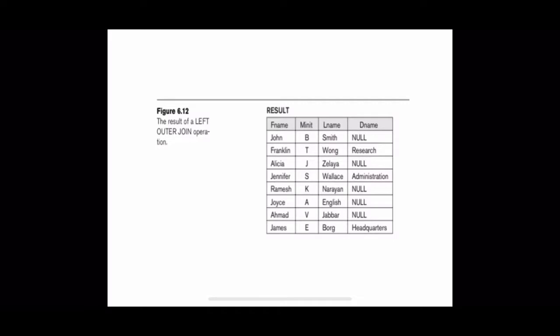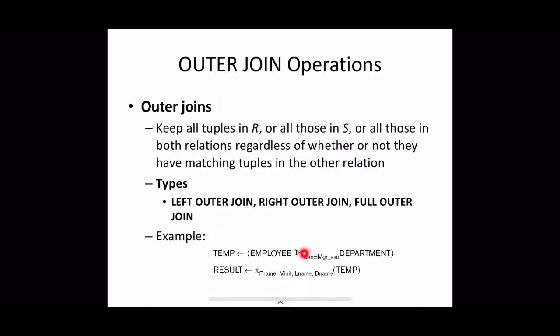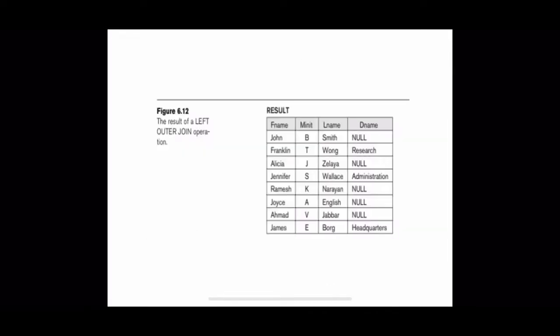Here, after performing that left outer join for employee and department and then projecting the corresponding first name, middle name, last name and department name, we will get a relation like this. Just for example, John Smith is not managing any department, so the department name will be null without losing the corresponding information. Franklin is managing the research department, Alicia is not managing a department, like that. We will get all the employee information together with managing department names. Like that, right outer join or full outer join also can be performed to preserve the required values.